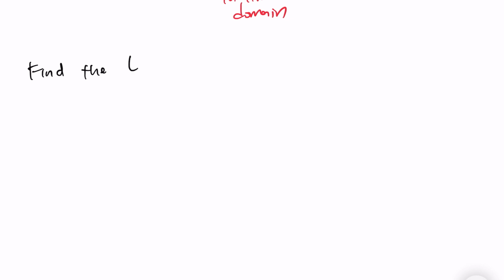Now let's find the Laplace transform of f(t) equal to 3t plus 5. So from here you know which one is constant, which one is function.